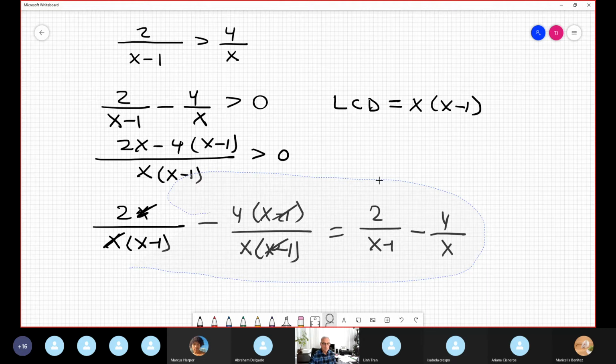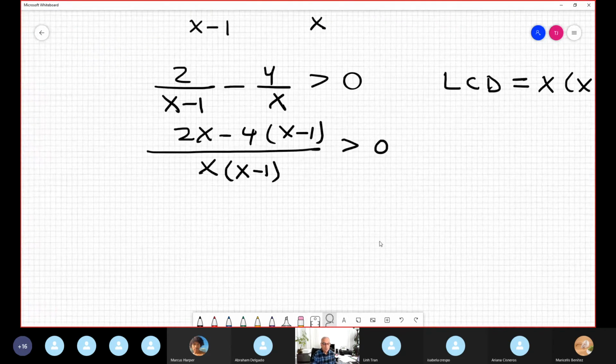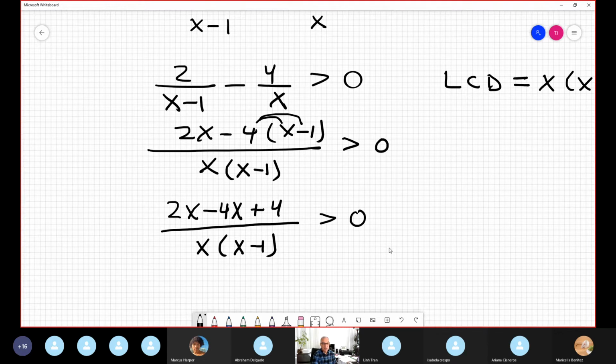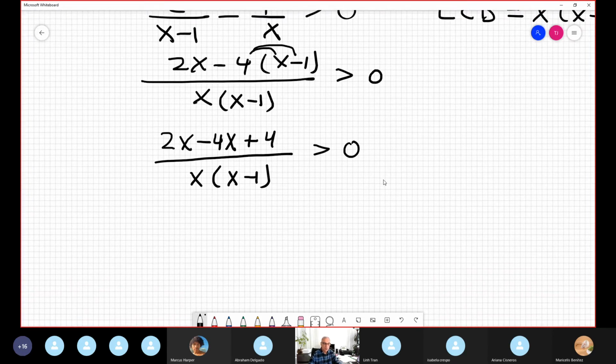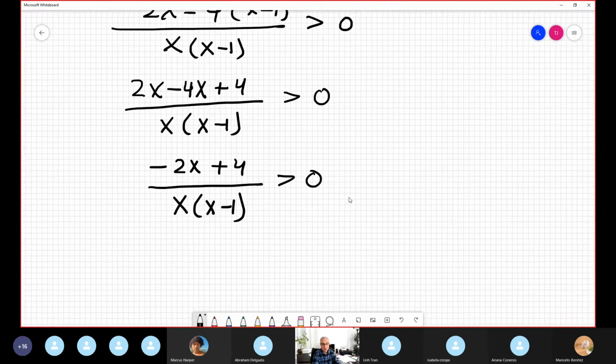Okay. Therefore, after that, what should I do? When it's easy, you distribute it and combine later. Distributed here: 2x minus 4x plus 4, no? Divided by x minus 1 greater than 0. Entonces, if we combine later, 2 minus 4 is negative 2x plus 4 over x minus 1 greater than 0. You leave it like that, you can. However, no, I don't like.